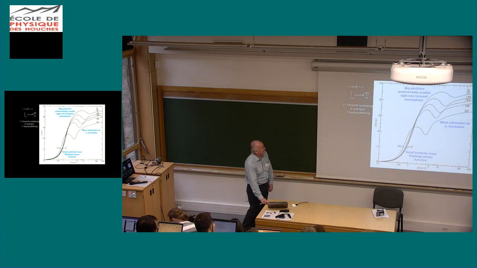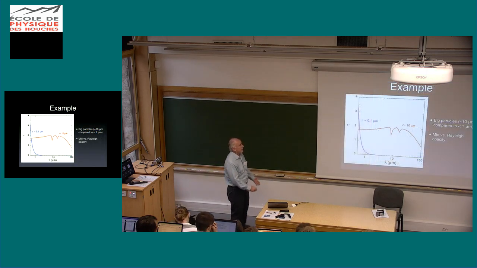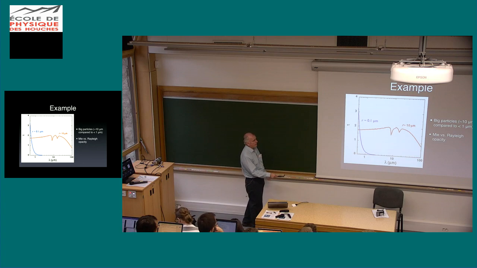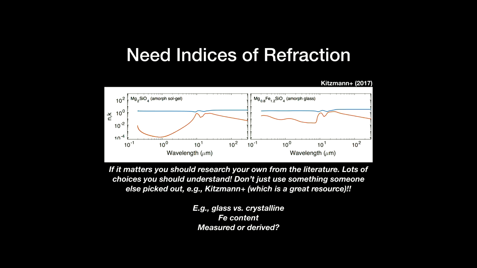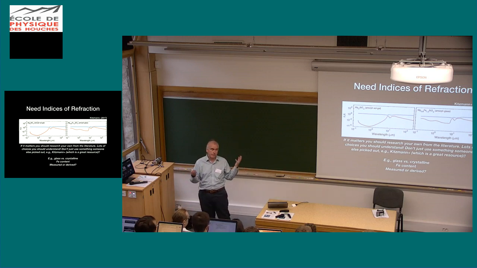And likewise, here's the phase function. You can read about this in the review article. And so finally, here's just an example. Here's big particles, opacity from 1 to 100 microns. Big particles would look like this, small particles, very different. So we need indices of refraction. Where do you go get those? There are online repositories for this.